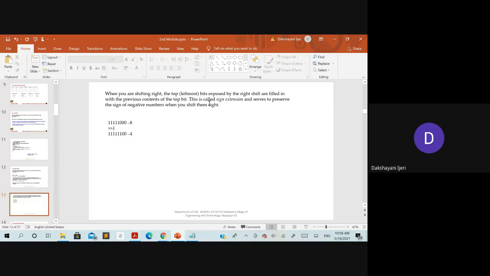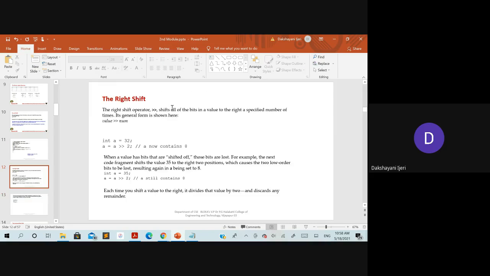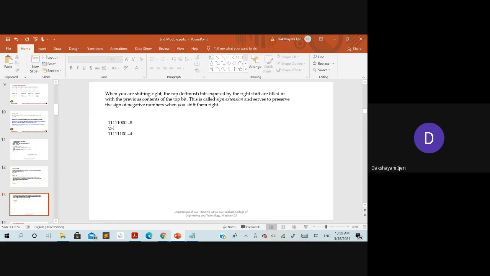So this kind of shifting is said to be a sign extension, and this is done to preserve the sign of the negative numbers, right? In case of positive numbers, it might not cause any difference, but if you do it on a negative number, you can observe that this is done explicitly to preserve the sign of that number. That is, if it is negative, it is going to be preserved as negative only.